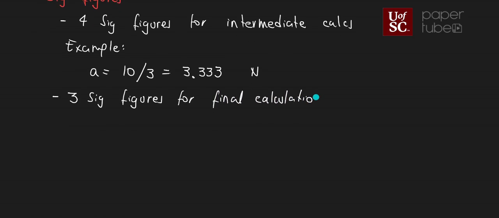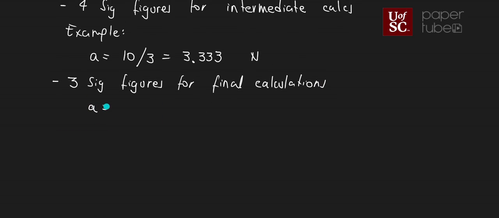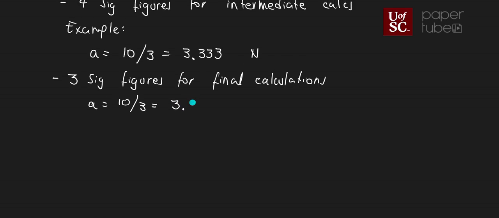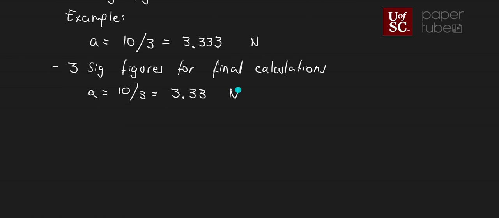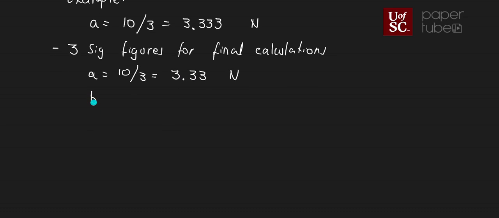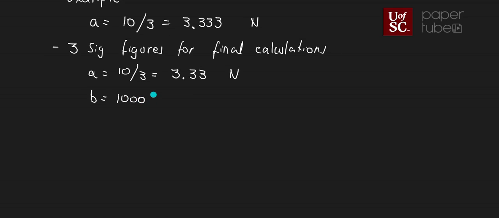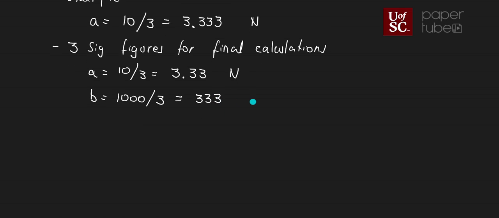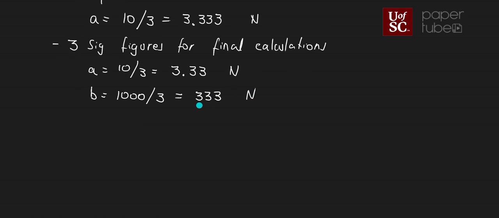So at the end of the problem, the important number that you get, let's say it was also 10 over 3. In that case, we want to report 3.33 newtons, right? So 1, 2, 3. Now, what happens if I have, let's say, B is 1,000 divided by 3? In that case, I need to report 333 newtons. So again, those are 3 significant figures. So keep in mind also when you work in your homework and also for your exams, this is the appropriate way to report calculations in statics.